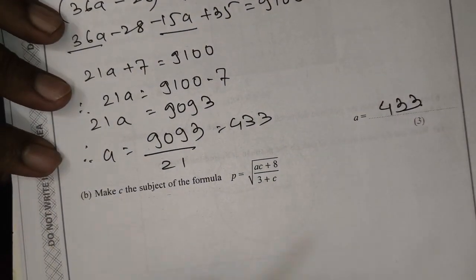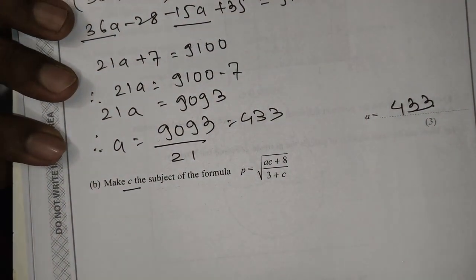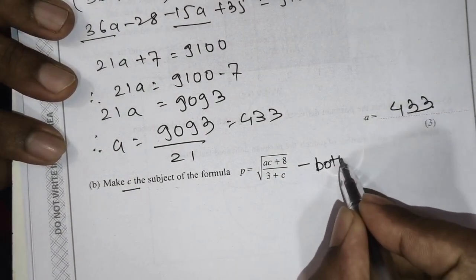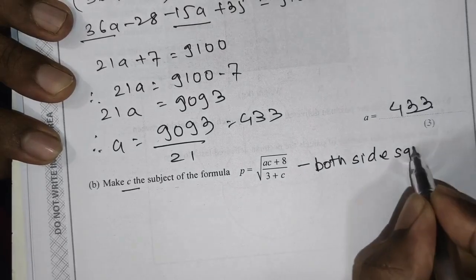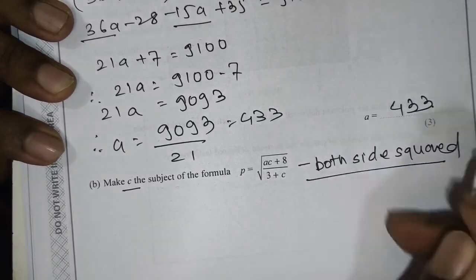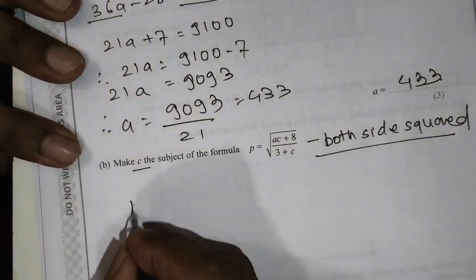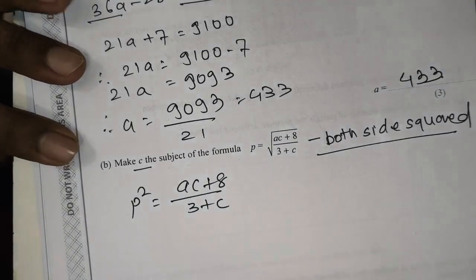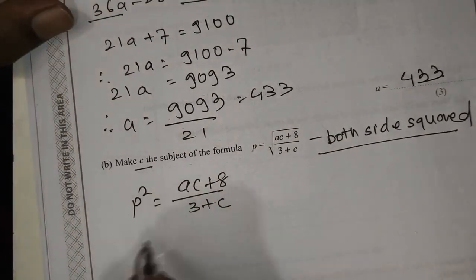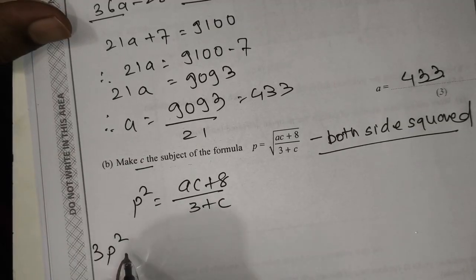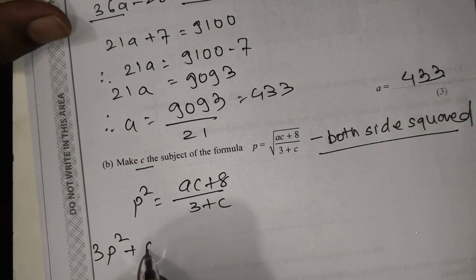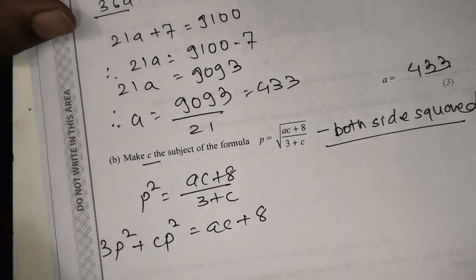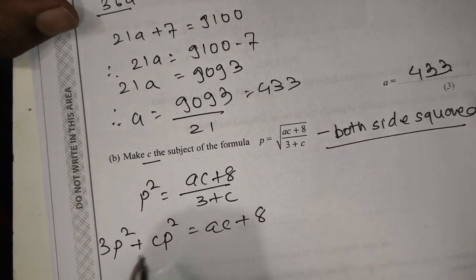Correct? We have to make C the subject of the formula. Whenever you see a square root, first thing is both side squared. That's a must thing. So I get p square equals ac plus 8 upon 3 plus c. Correct? So what do I get is, after cross multiplication, 3p square plus cp square is equal to ac plus 8. Correct? Always take things together.